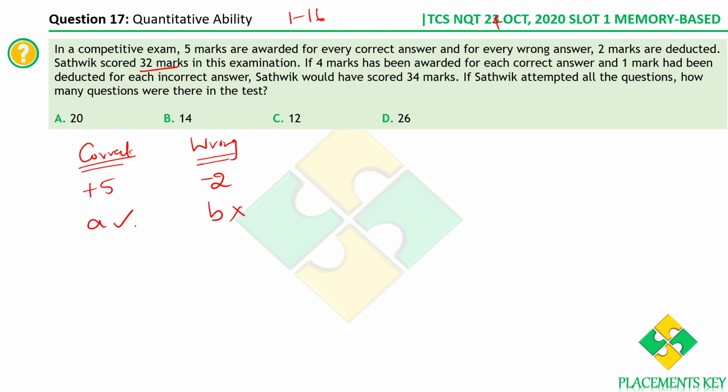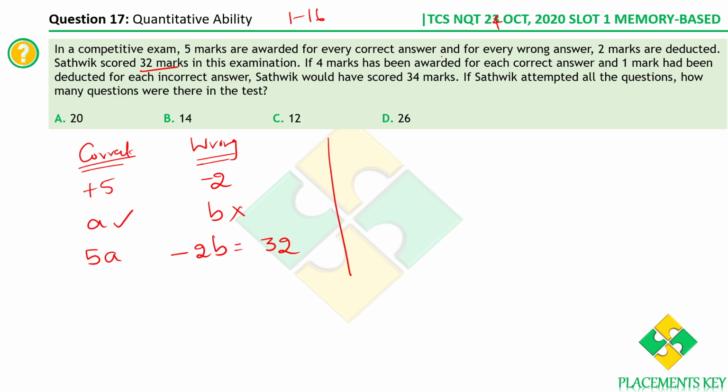For each correct answer, he's got +5. So for A correct answers, he gets 5A. For each incorrect answer, he receives a penalty of -2. For B incorrect answers, he receives a penalty of -2B. So after this, he's got the total score to be 32 marks. So this is what is given. Let's read it further.